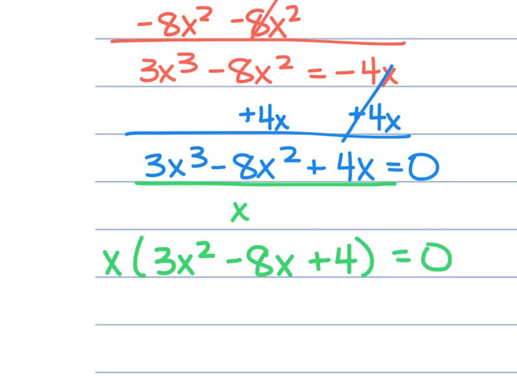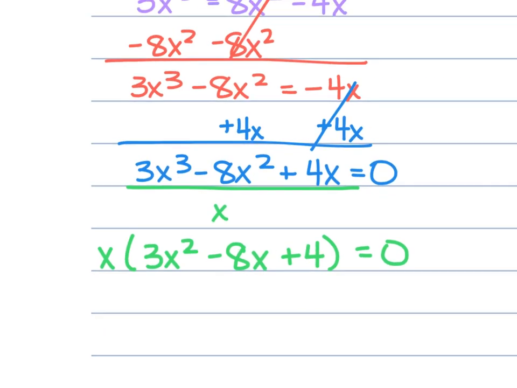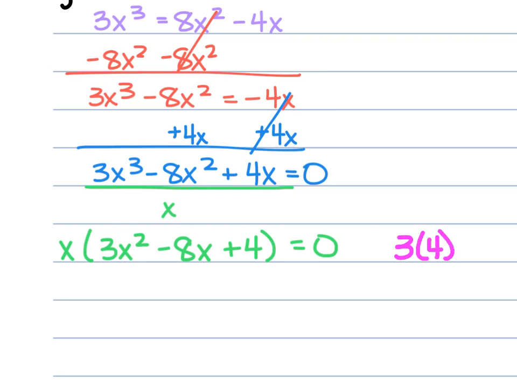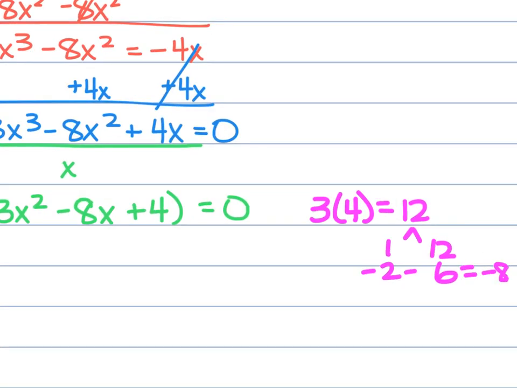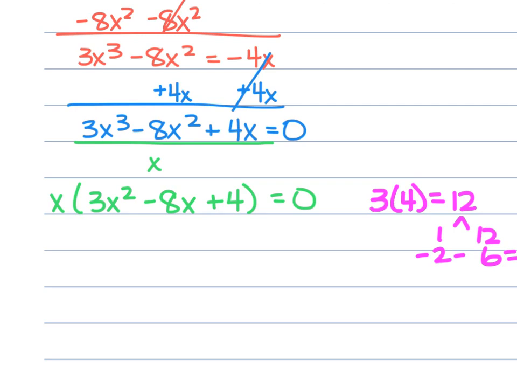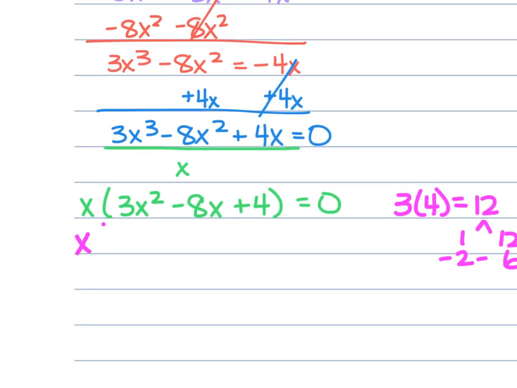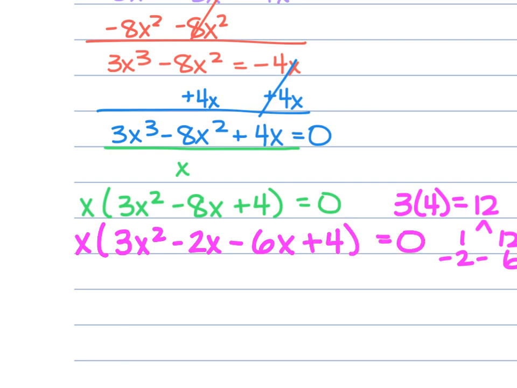So now you have an a that's not 1. So multiply the a and the c, so the 3 and the 4 multiply to be 12. The factors of 12 that add up to be the negative 8. We're going to have 1 and 12, 2 and 6. There we go. A negative 2 and a negative 6 is going to give us a negative 8. So we're going to replace that negative 8x with the negative 2x and the negative 6x. So we're going to have x times 3x squared minus 2x minus 6x plus 4 is equal to 0.